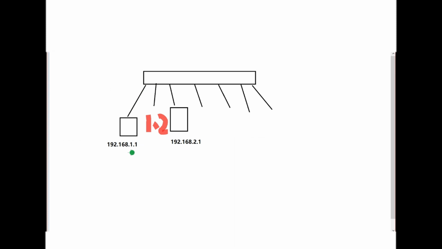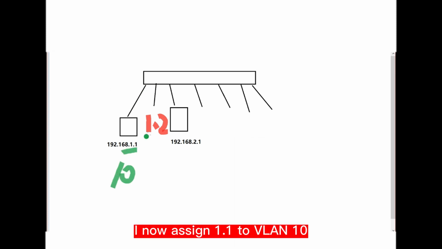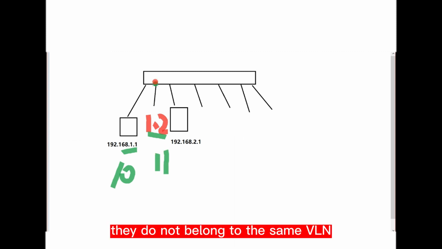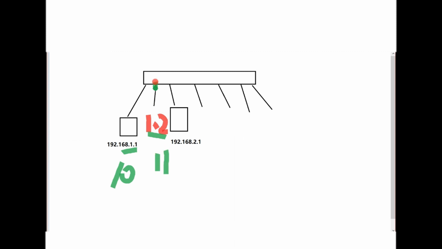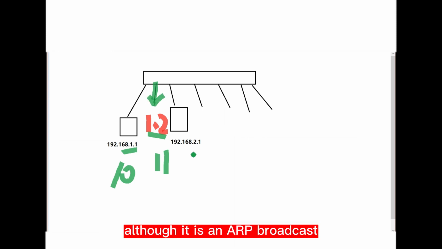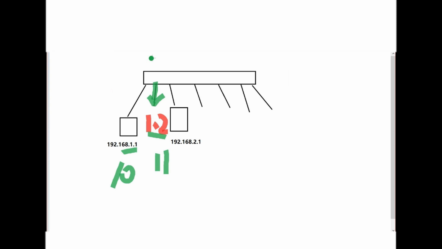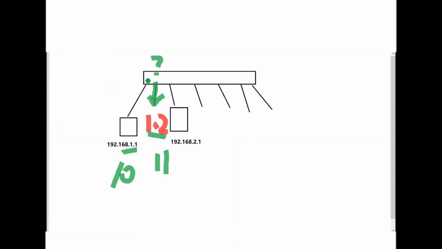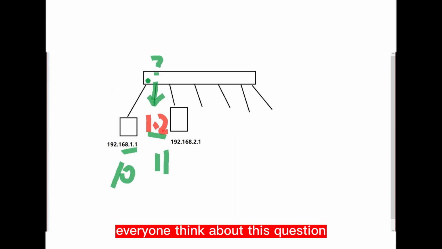For example, I now assign 1.1 to VLAN 10, and 1.2 to VLAN 11. They do not belong to the same VLAN. Then this data should not be forwarded, although it is an ARP broadcast, because it crosses VLANs. Then how does it know that this data belongs to VLAN 10? Everyone think about this question.